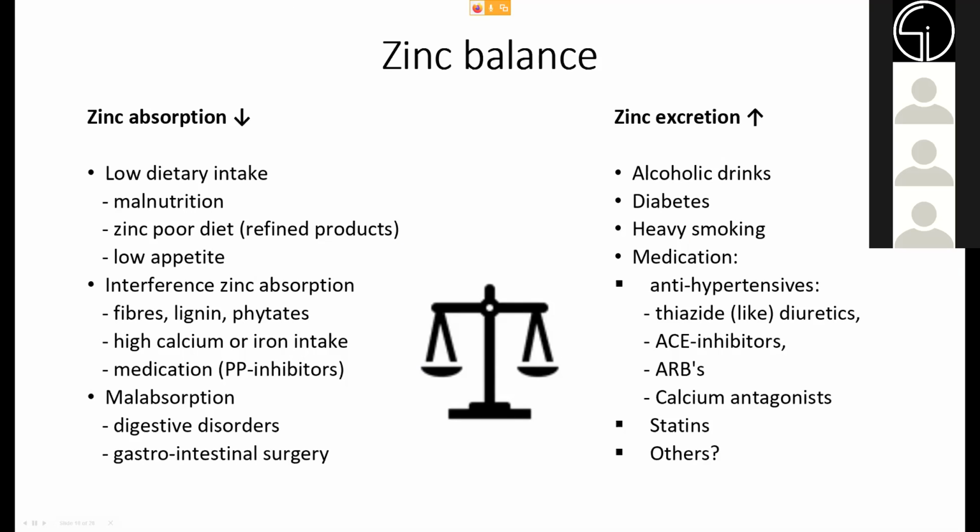So the risk of less zinc absorption from dietary intake increases with malnutrition, especially when a lot of refined products are consumed, or in patients with low appetite. There can also be interference with zinc absorption, like fibers and phytates. They are more in plant foods, and they inhibit the absorption of zinc. Also, a high calcium or iron intake, when supplemented, can interfere with the absorption of zinc.